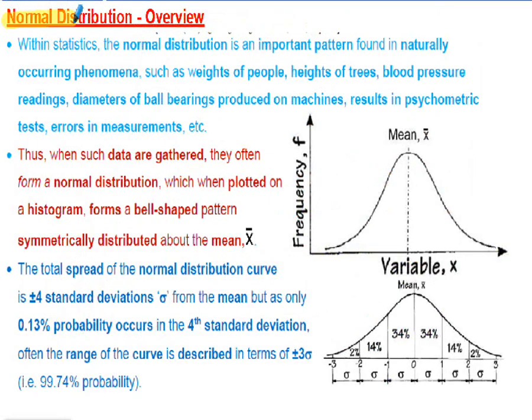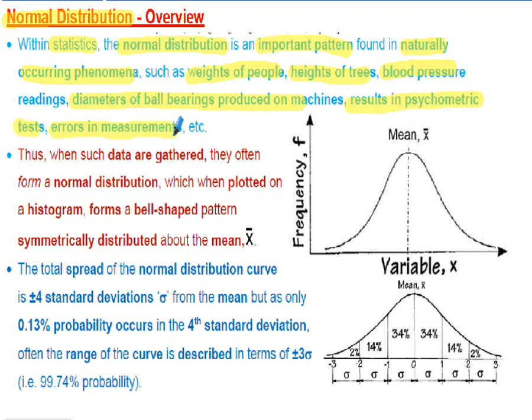An overview of the normal distribution. Within statistics, the normal distribution is an important pattern found in naturally occurring phenomena such as weights of people, heights of trees, blood pressure readings, diameters of ball bearings measured from a production line, results in a psychometric test, errors in measurement, etc.